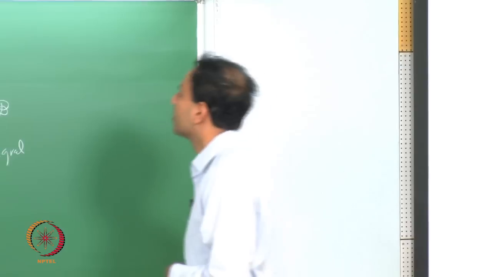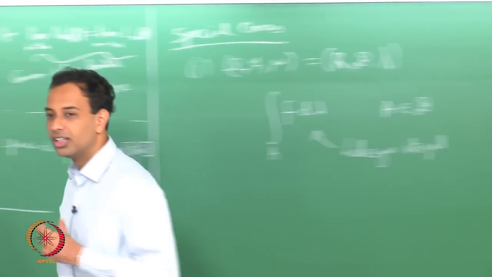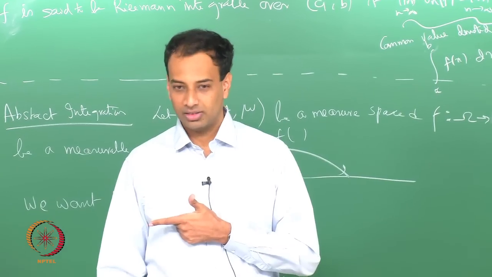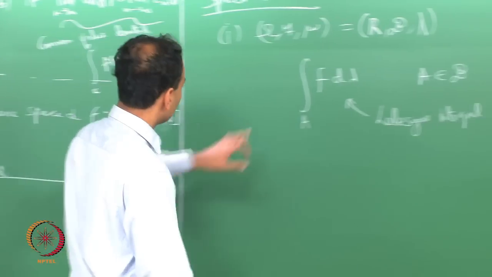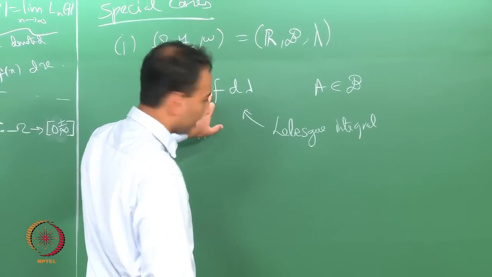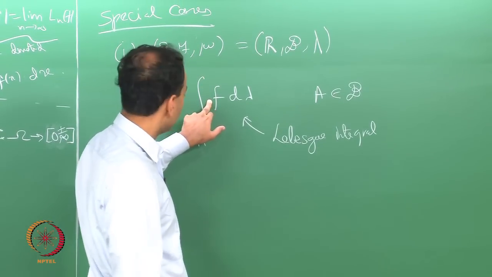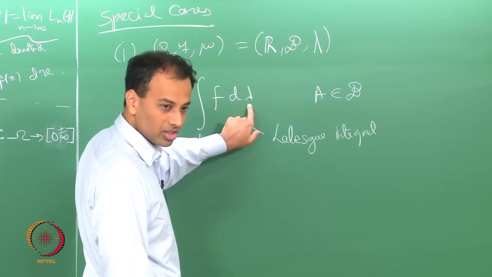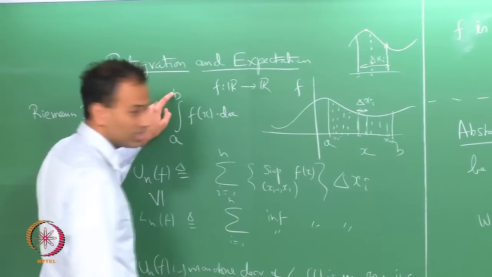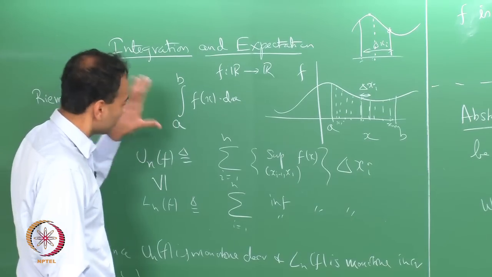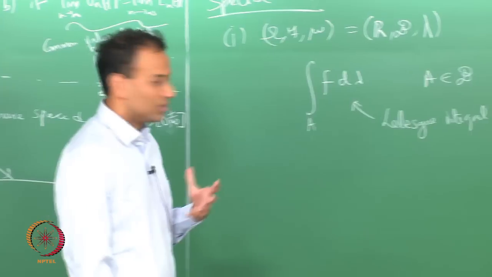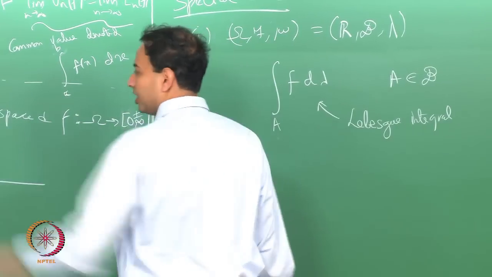So this Lebesgue integral naturally generalizes the Riemann integral. This is like saying I am going to integrate f. F is after all a function from R to R, right? So you are integrating a function with respect to the Lebesgue measure over any Borel set. Here you are doing the same thing, except the set you are integrating over is a particular interval. It's not some general Borel set. So what this does is generalize the concept of a Riemann integral.